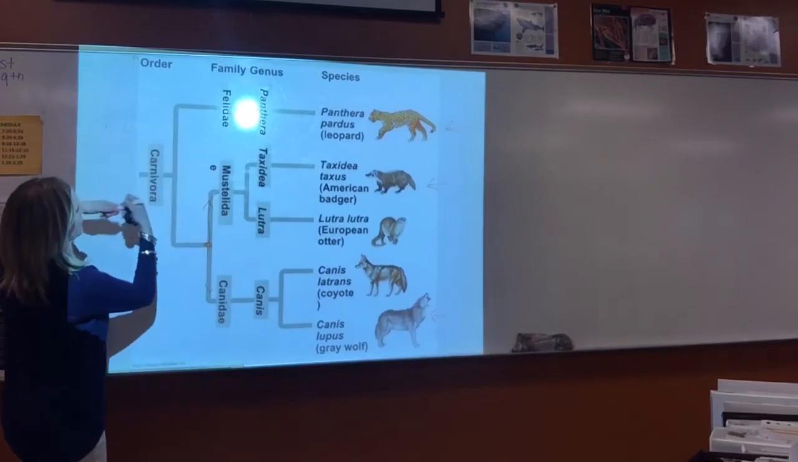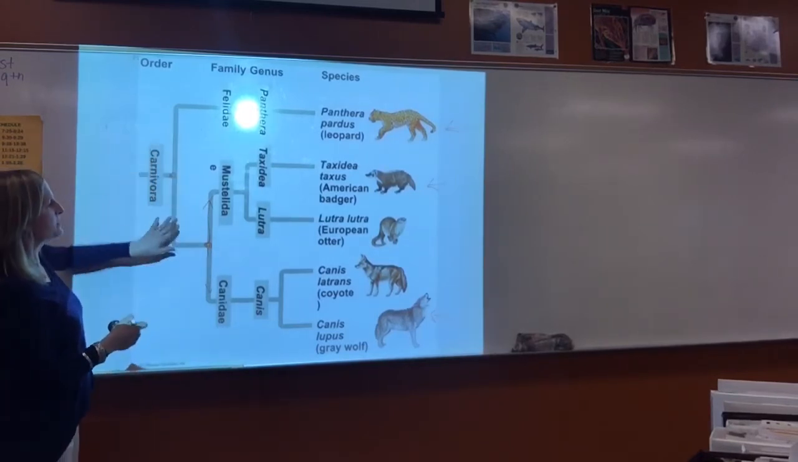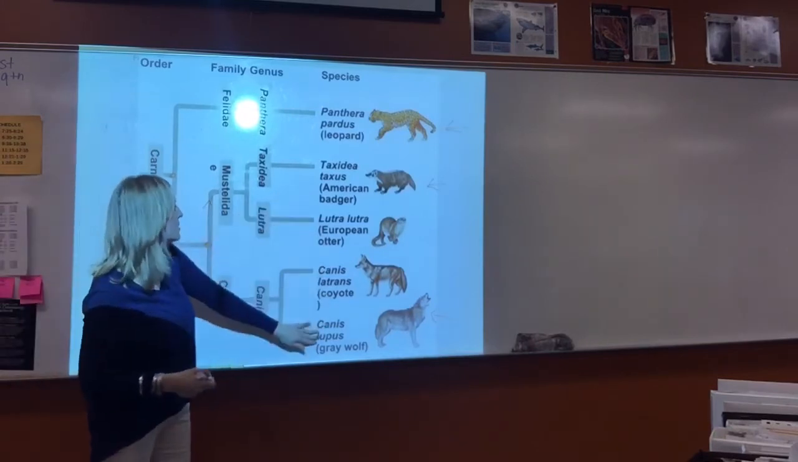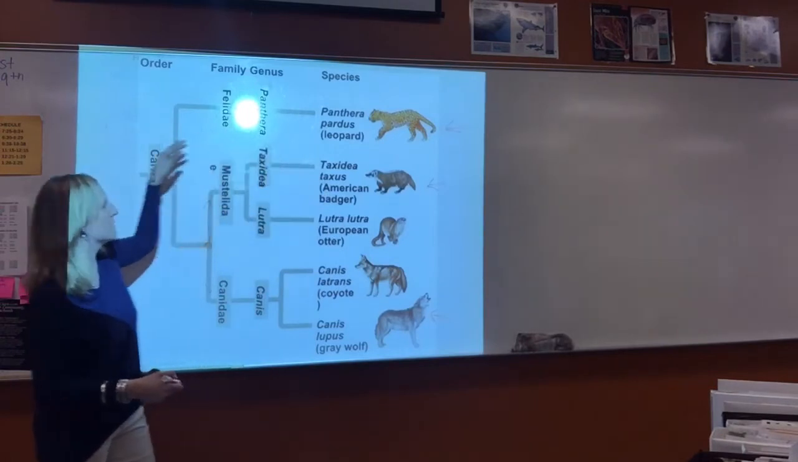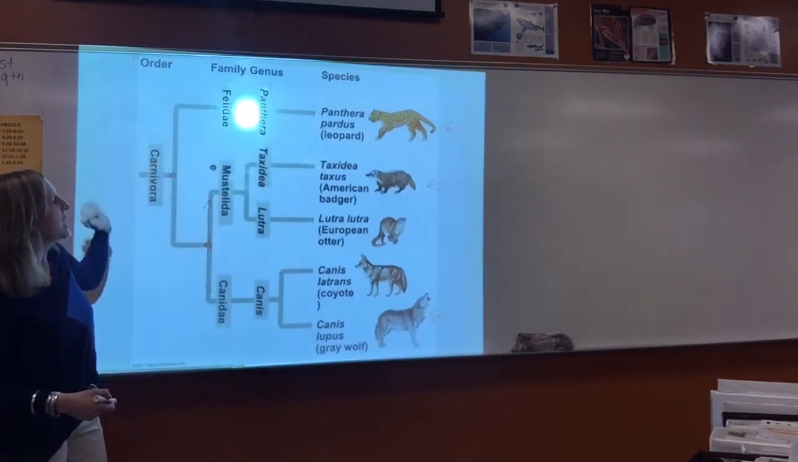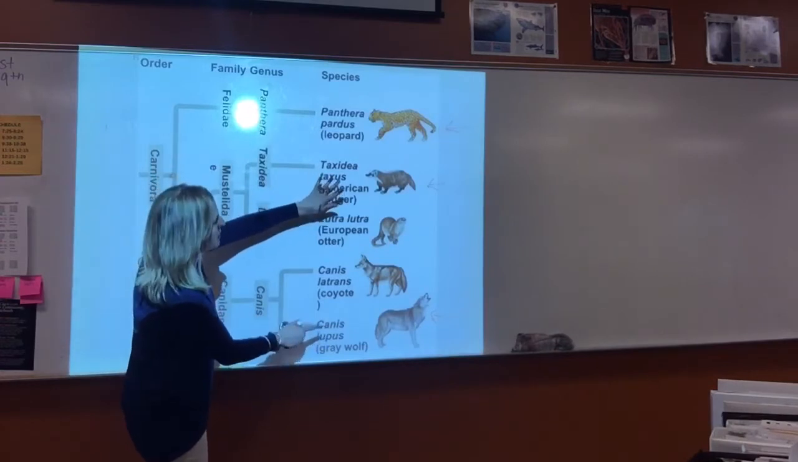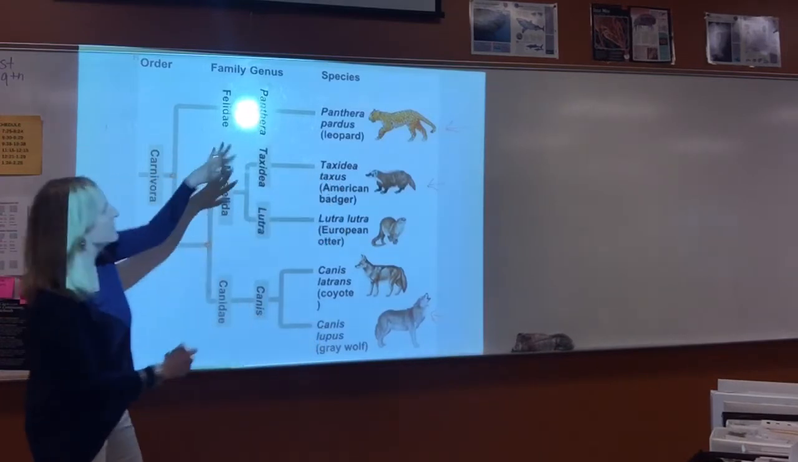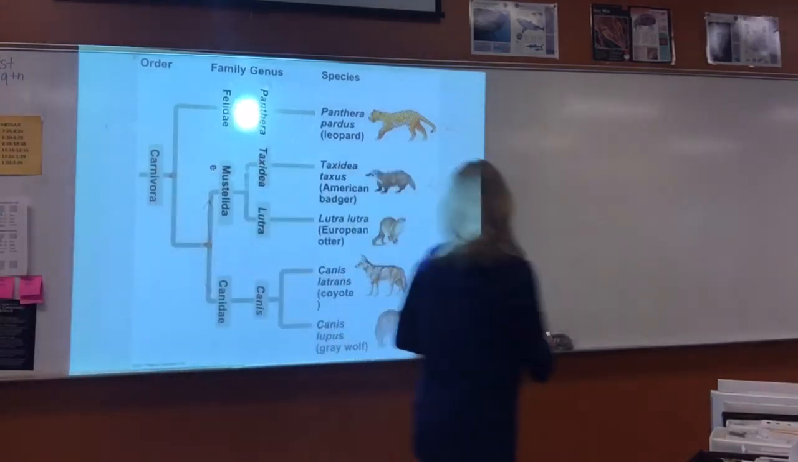This is way back over here, at this divergence. And so, because the badger and the wolf have a more recent common ancestor than either of them has with the leopard, these guys, evolutionarily speaking, are more closely related than the leopard. And that's what we can tell from a phylogenetic tree.